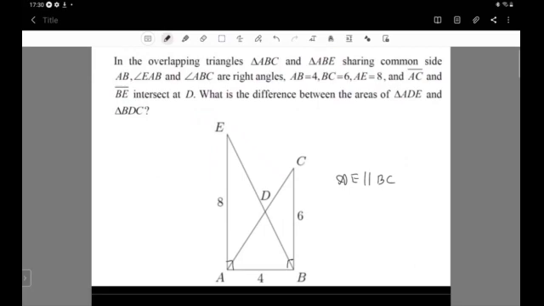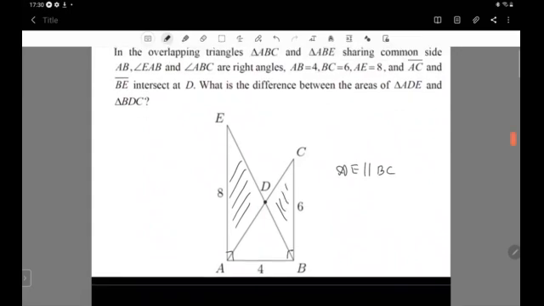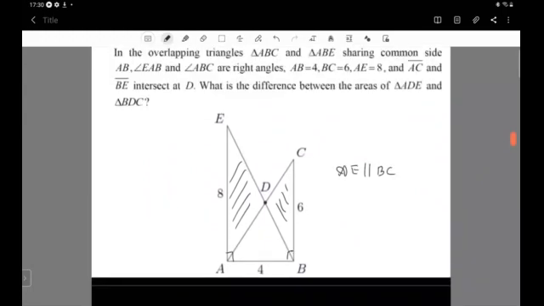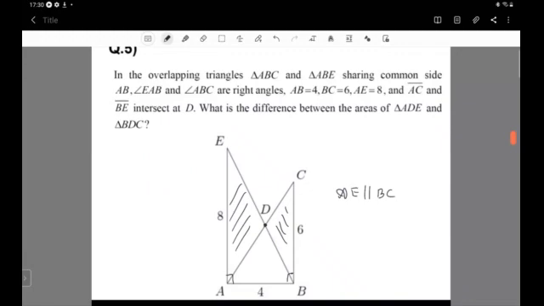And AC and BE are intersecting at D. This is their point of intersection. Now, what is the difference between the areas of triangle ADE and BDC? This triangle, ADE, and this triangle, BDC. Now, there are a lot of approaches to solve this problem. When I look at this problem, I get many ideas in my mind.